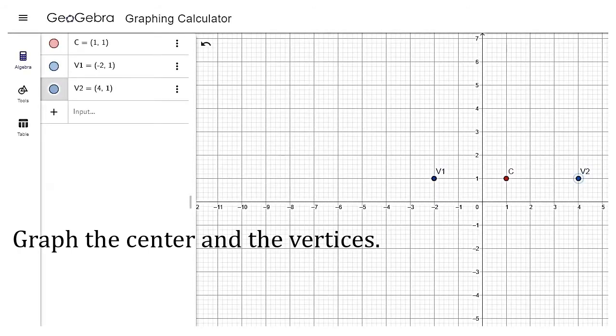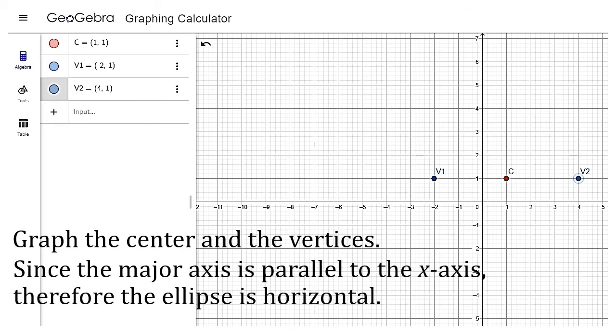And then graph the center and the vertices. So again, we use the GeoGebra graphing calculator. So I plot the coordinates or the points, the center and the vertices. Take a look at that. So it was given that these two vertices are the endpoints of the major axis. So meaning to say, the major axis is parallel to the x-axis. Since the major axis is parallel to the x-axis, therefore the ellipse is horizontal.